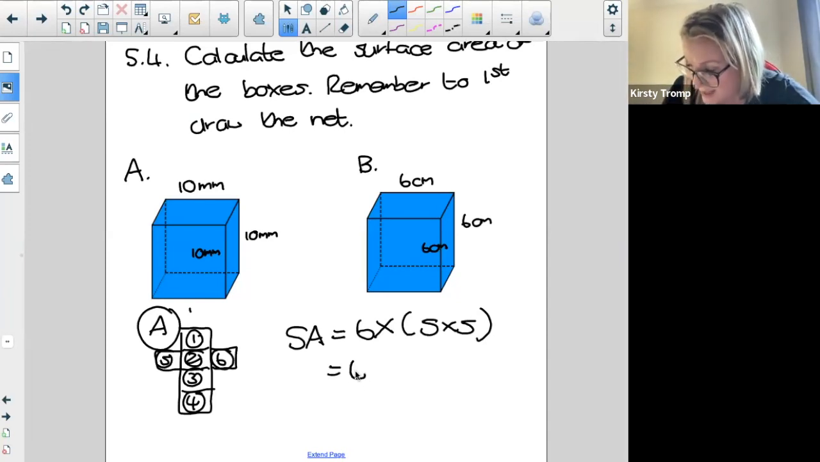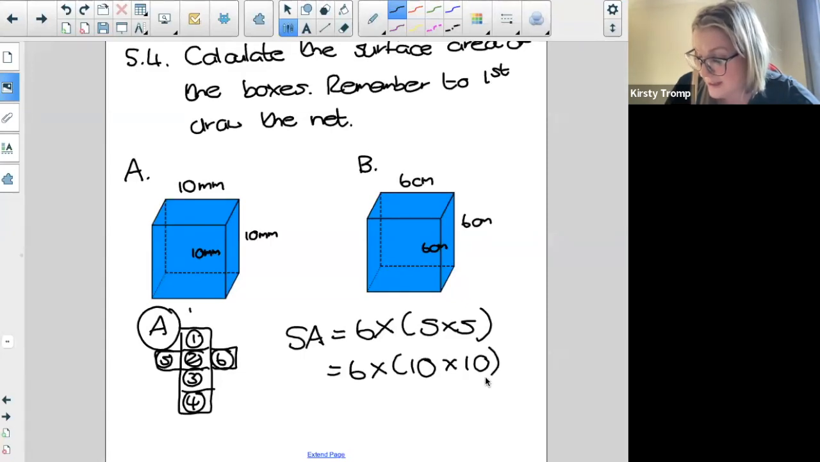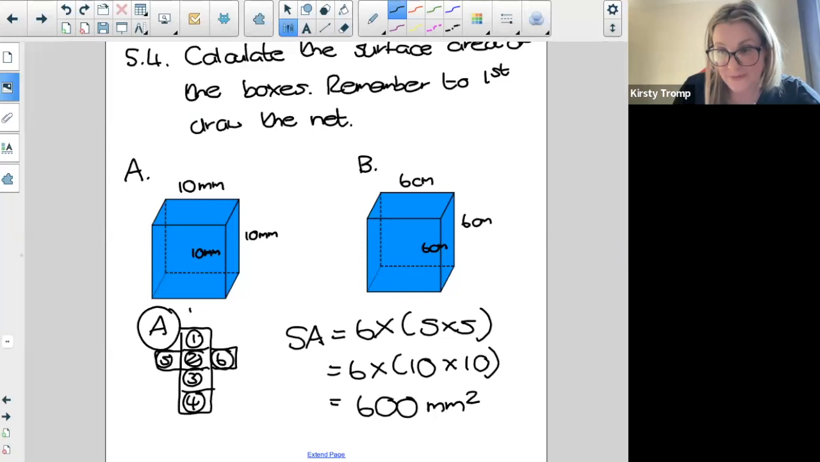So now I'm going to have 6 times side times side. What's the side equal to? It's equal to 10. So 6 times 10 times 10. Well, in the bracket, I've got 10 times 10. 10 times 10 gives me 100. 100 times 6 will give me 600. And I need to make sure I finish off my answer. So I write millimeters squared.